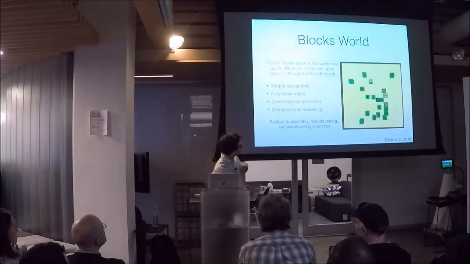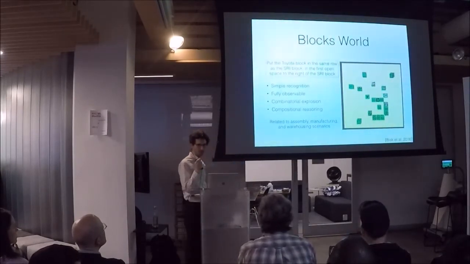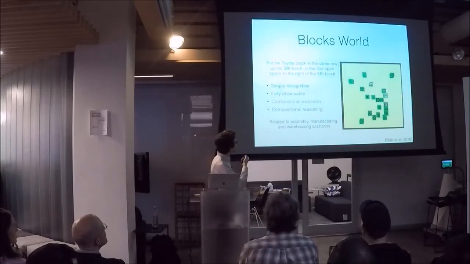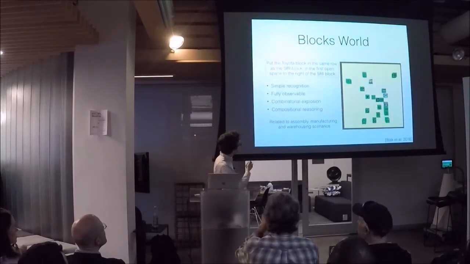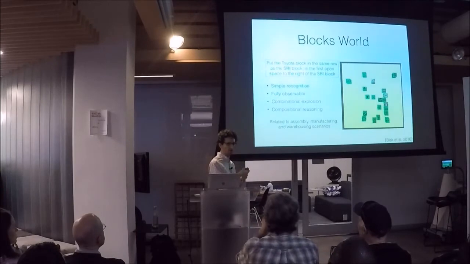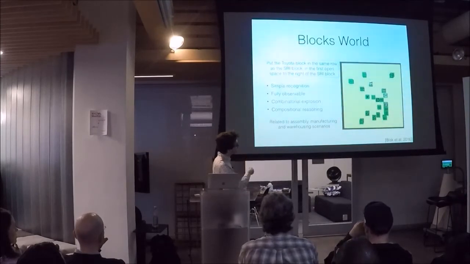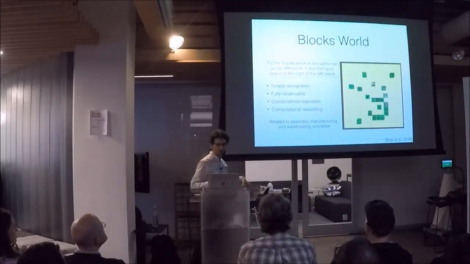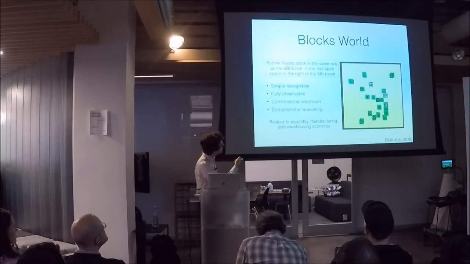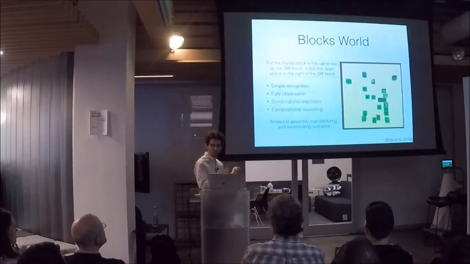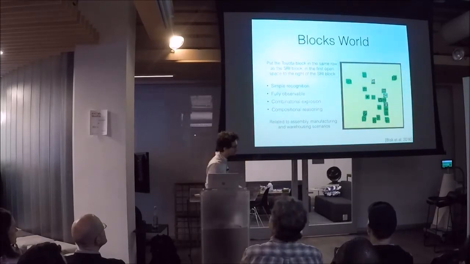So when I talk about compositional reasoning, I'm using the term compositionality like it's used in linguistics, where when you look at these expressions, you see a lot of hierarchical structure in the language. So you have the Toyota block that is in the same row as the SRI block. So you see this very nested structure in the language. In order to understand these instructions, you really have to combine all these pieces of the language together to get the meaning of the sentence.